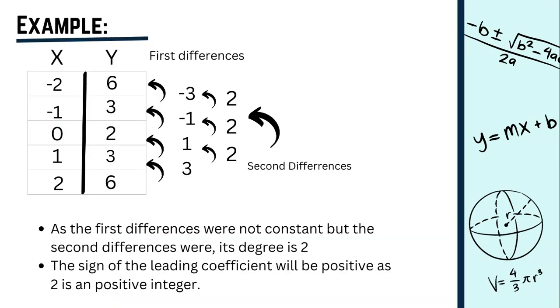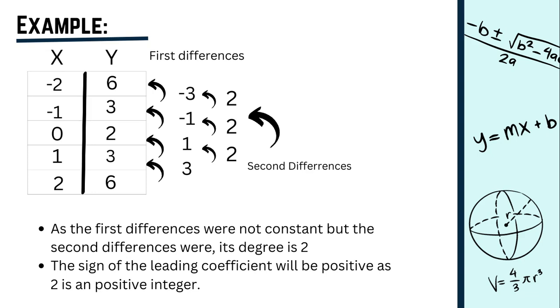So in this case, we'll do 3 minus 6, which is negative 3, 2 minus 3, which is negative 1, 3 minus 2, which is 1, and 6 minus 3, which is 3. Since those four numbers are not constant, we keep going till they are.